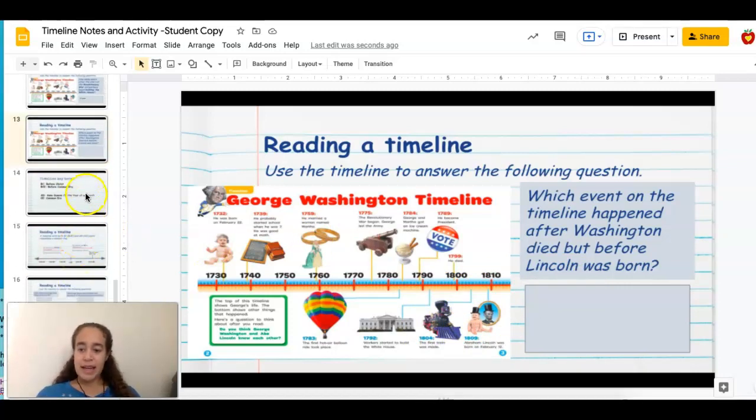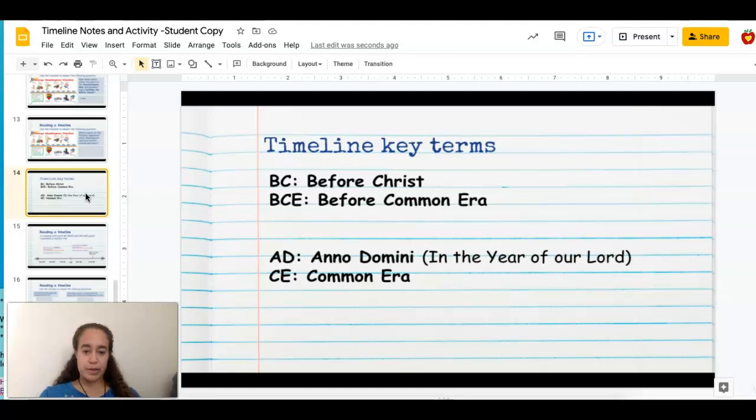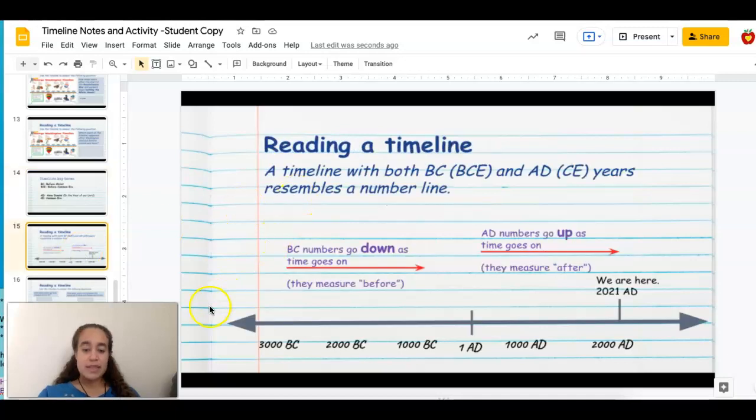The timeline slides ended with just a little bit of information about the BC or BCE and AD or CE labels on a timeline. We're going to use that when we talk about our ancient history unit towards the end of the year. This is an example. You didn't have to do anything with this timeline, but it gave you some important pieces of information about how these numbers go down as time goes along. These numbers go up as time goes along.